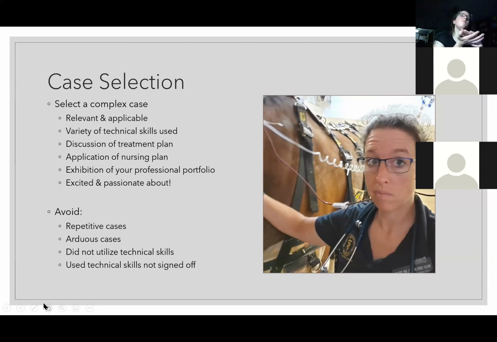So in terms of case selection, I had mentioned that case reports are a great way to highlight weird presentations and obscure cases. The problem, though, is that we don't want them to be so complex that you can't fit the requirements of your case report within the standards set forth by your VTS Academy. What you really want is to select a complex case that is relevant and applicable to your career, and specifically to that VTS Academy. You want to showcase a variety of technical skills that you used specific to that case, and you want to feel confident enough in your knowledge that you'll be able to discuss the treatment plan that was implemented, as well as the application of your nursing plan.